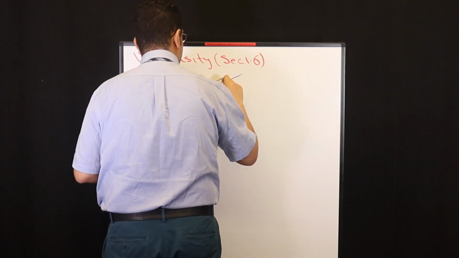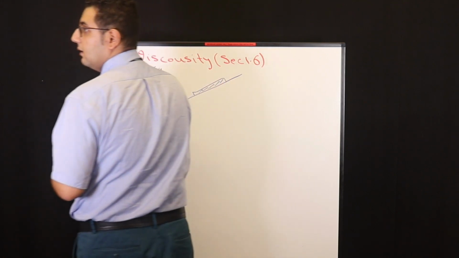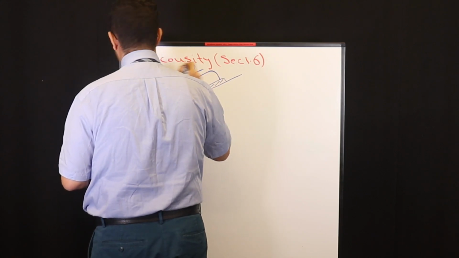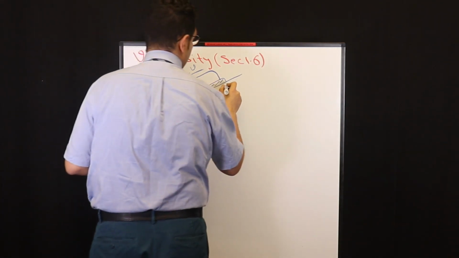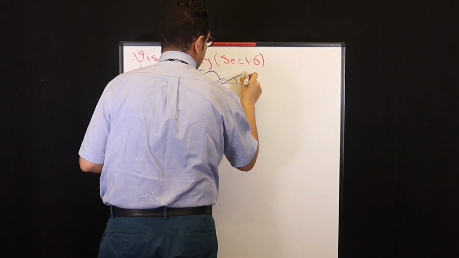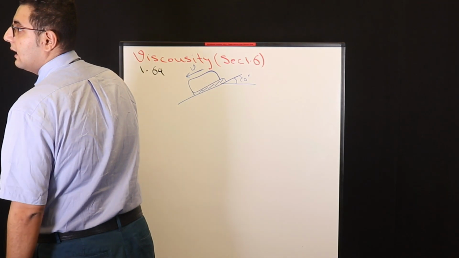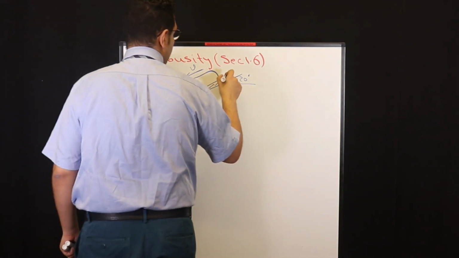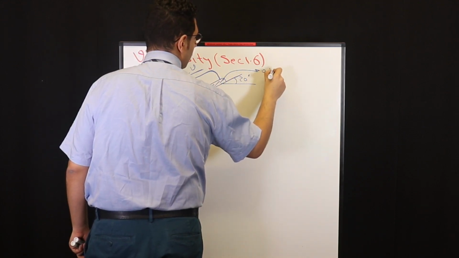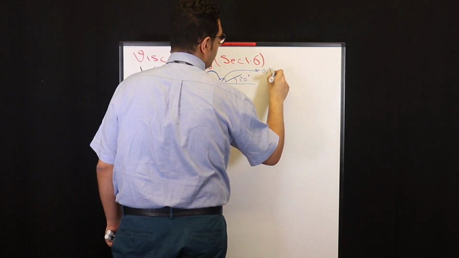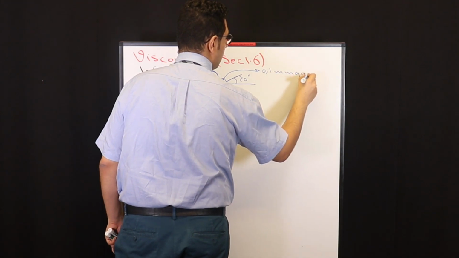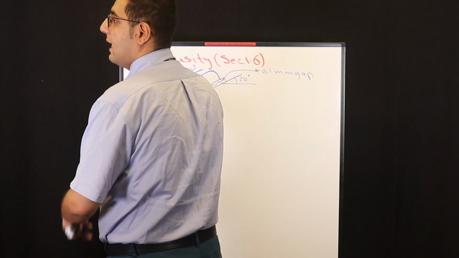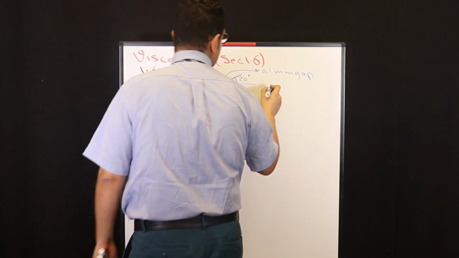There's a plate over here, which is having velocity of v. The slope is 20 degrees, and we have a 0.1 millimeter gap here. And we just need to verify the velocity.